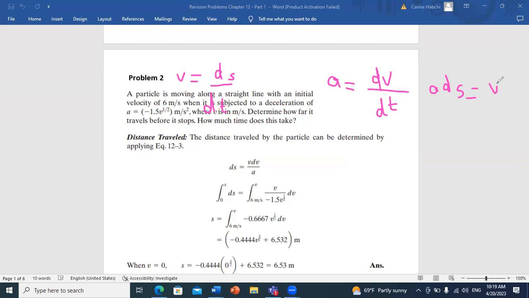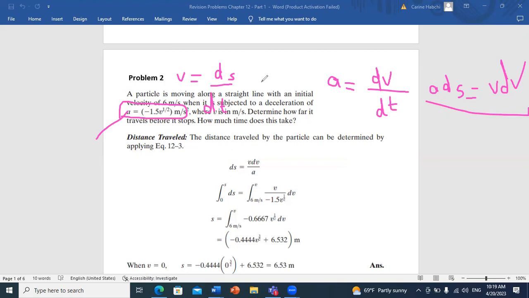Okay, in this problem, what do we have? We have a function of v, and we want to solve for the total distance traveled. What are the parameters involved here? Which equation do you want to use for this problem? Which one? The third one. Exactly, the third one, because we don't have a function of time.